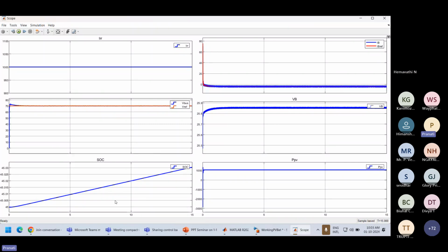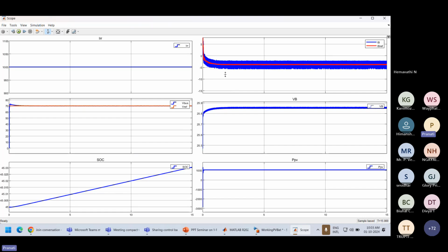Now, when the battery is charging at 1000 watt per meter square, the current is negative. This I can show you in the individual plot. See, battery current is below 0, so the battery is charging, which is why the current value goes negative. Similarly, voltage goes on increasing when the battery goes on charging. This is VB, the battery voltage; see, it has charged to more than 25 volt.